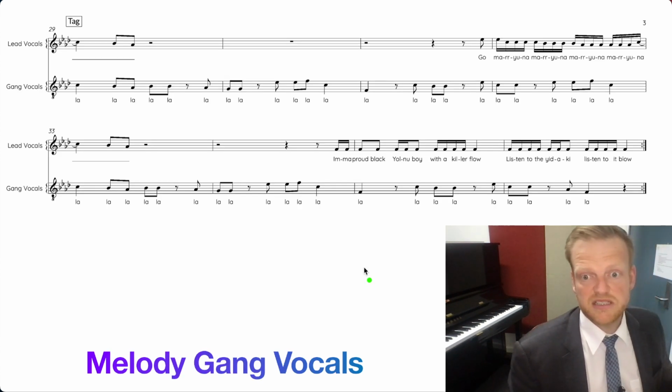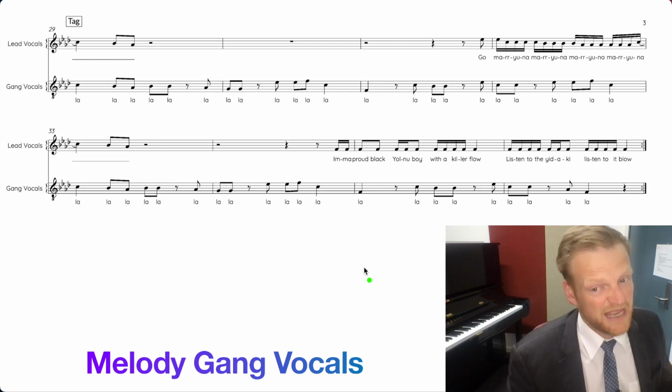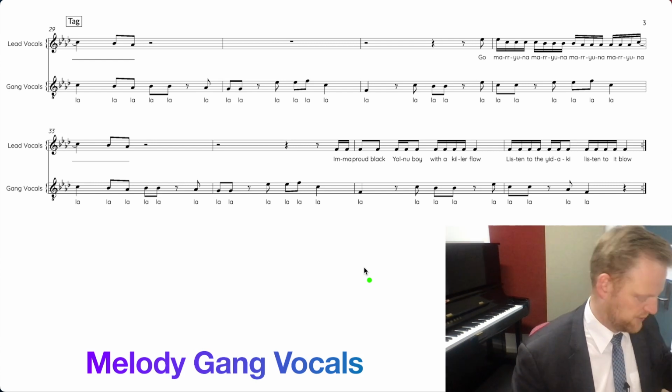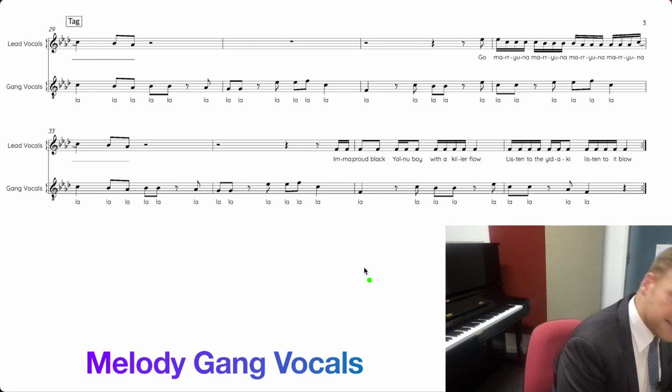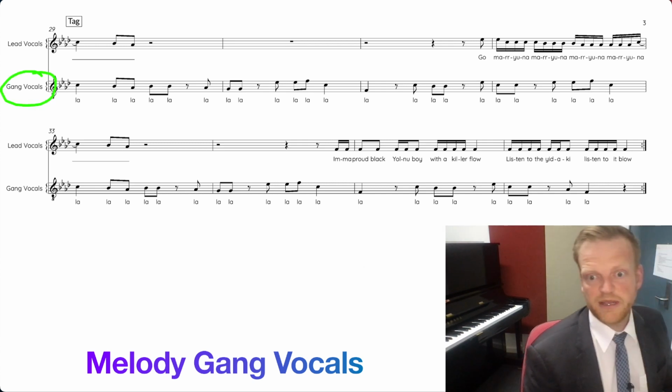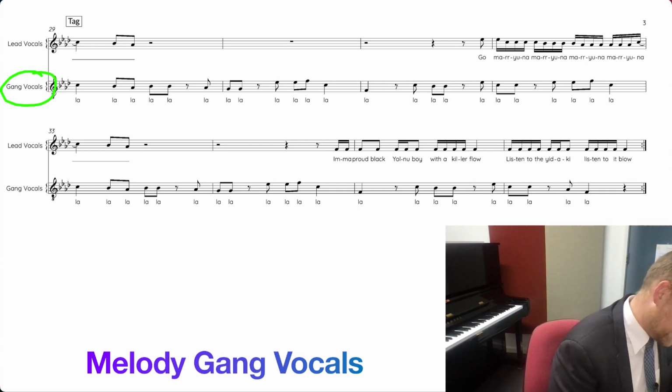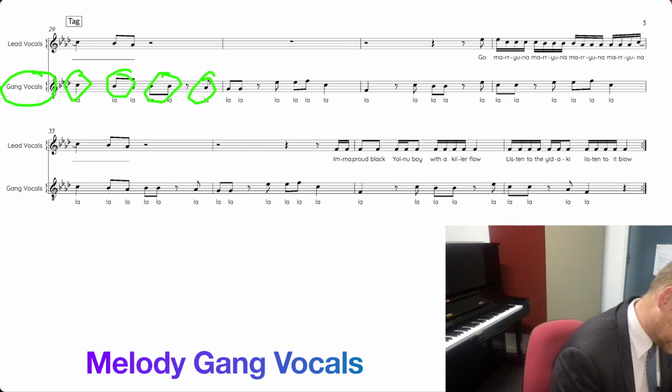Okay, so when we get into the tag or the dance break, or you could maybe call this the chorus, it depends how you're going to label things, we get this gang vocal melody. So gang vocal means a bunch of people singing the same thing, or a gang of people singing the same thing, but not a violent gang. And again, we've got a pentatonic melody.